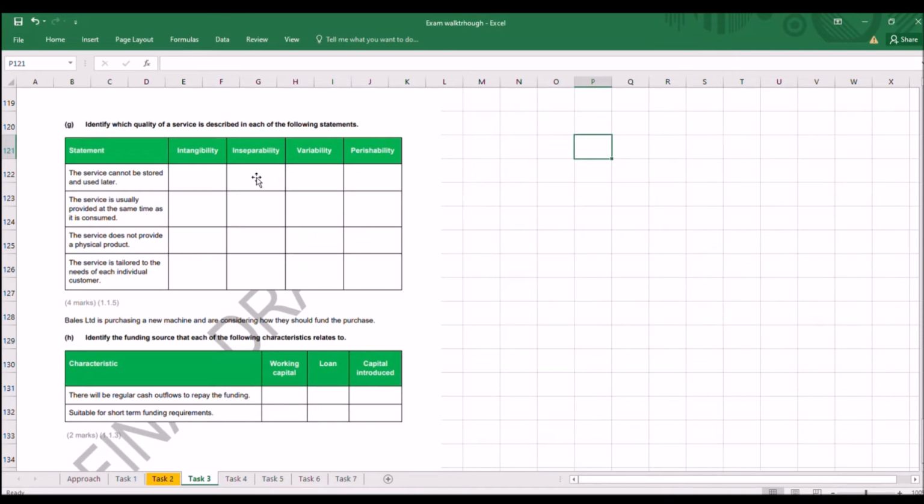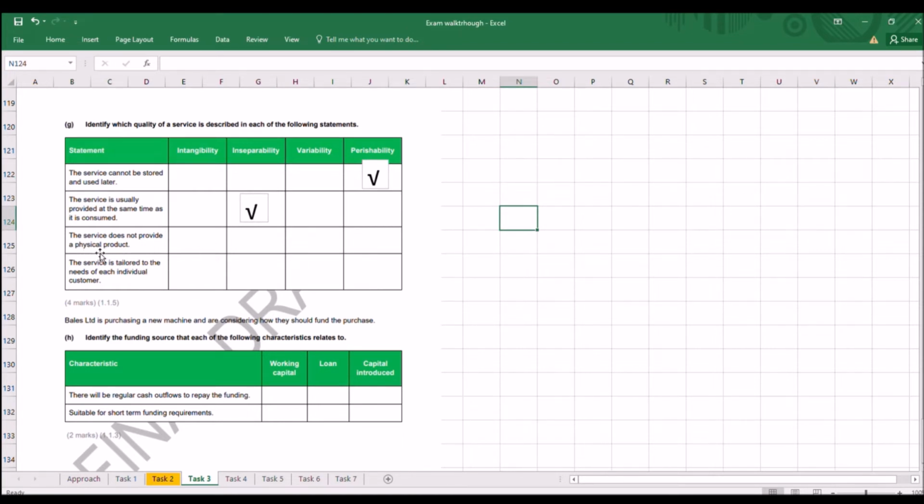Okay. The service cannot be stored and used later. So cannot be stored, cannot be used later. It is perishable. It dies off. It goes off. The service is usually provided at the same time that it is consumed. Okay, so it's going to be inseparable. I provide the service, you do it. Those are sort of inseparable. Actually, they're the greatest of answers.